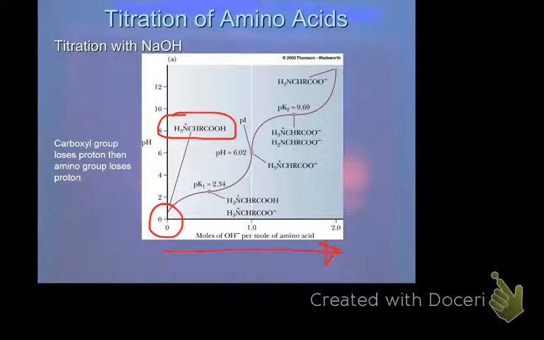So for you to get it fully titrated, instead of going to 2 molar equivalents of hydroxide, you'd actually have to go to 3 molar equivalents because it's got a third hydrogen that gets pulled off. So it's going to look a little different for histidine and serine and cysteine and some of those that have an extra hydrogen. Either they're an acid or a base.